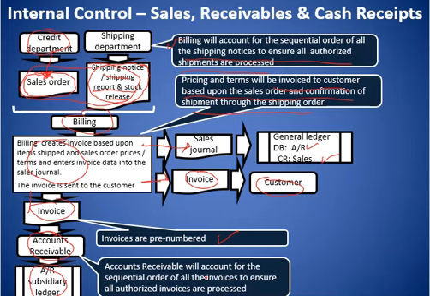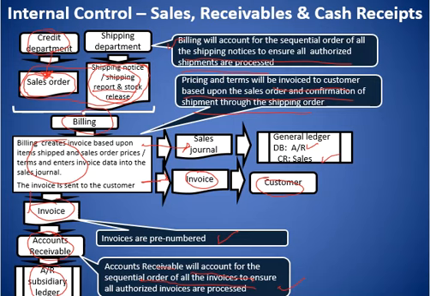And accounts receivable then will account for the sequential order of all the invoices to ensure that all authorized invoices are processed. And obviously this also helps protect us against fictitious entries, because we're not going to make an entry without a pre-numbered document authorizing that entry.